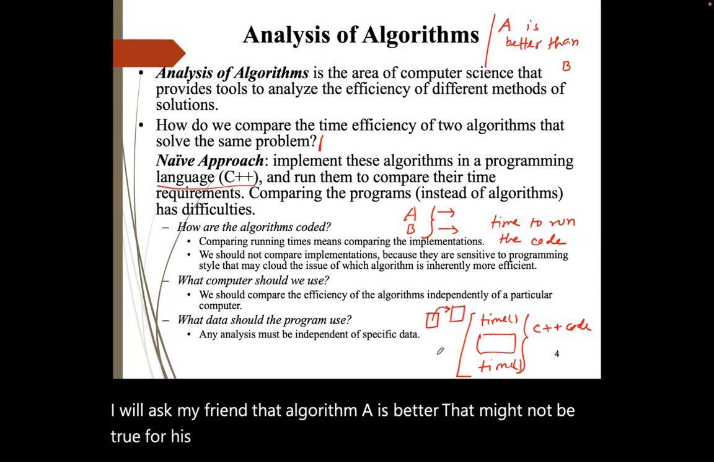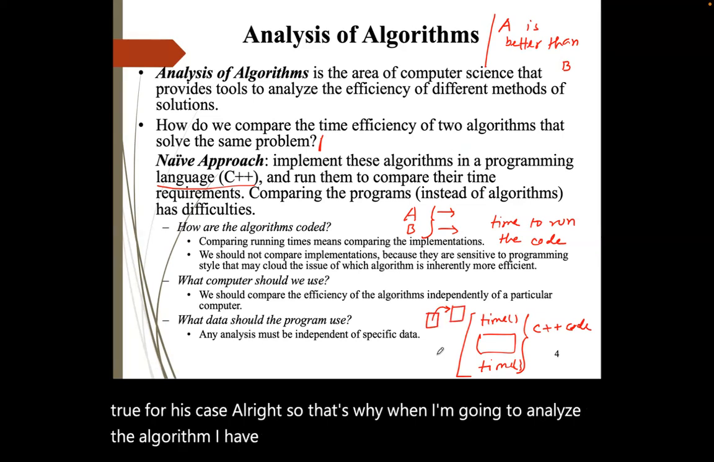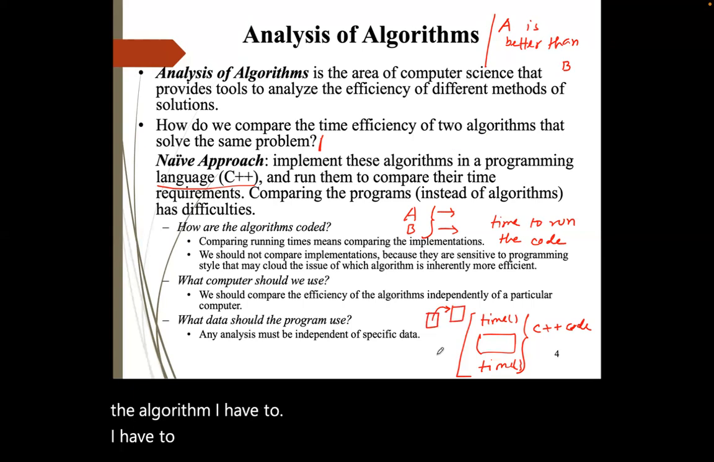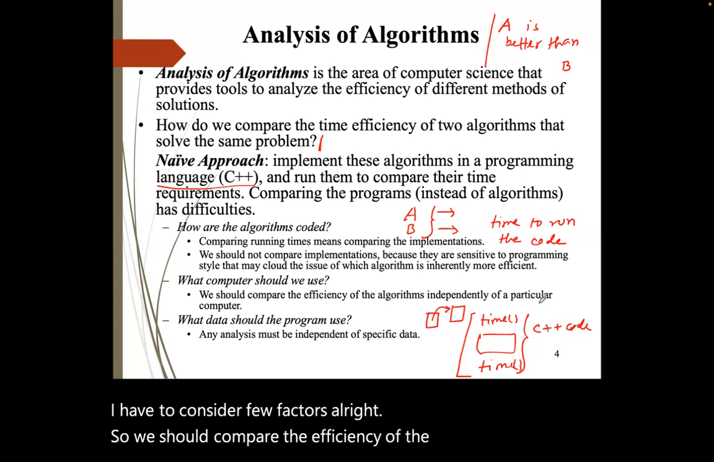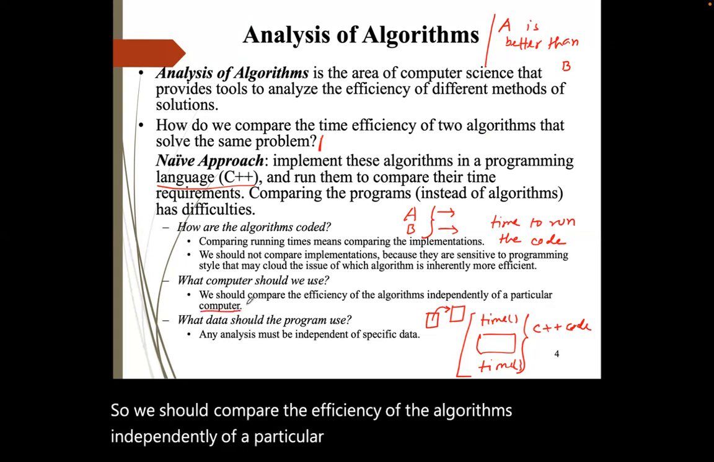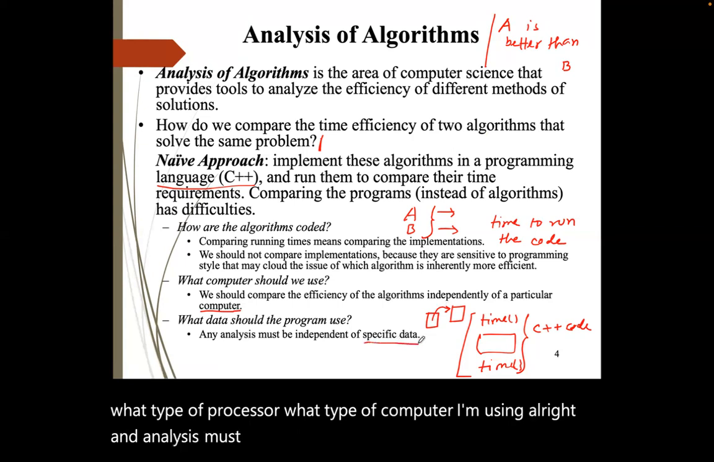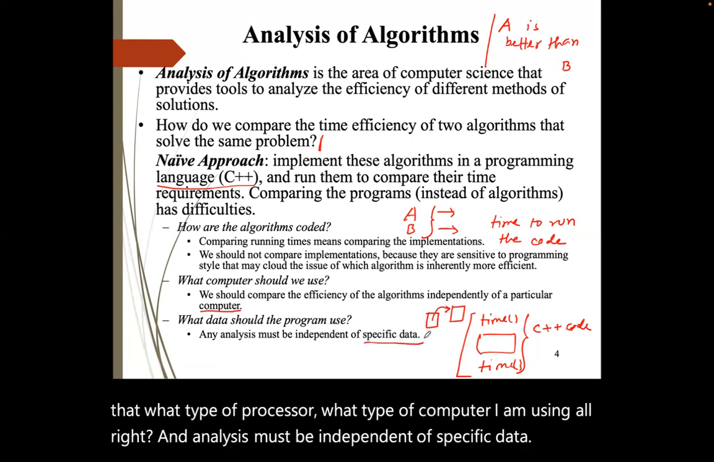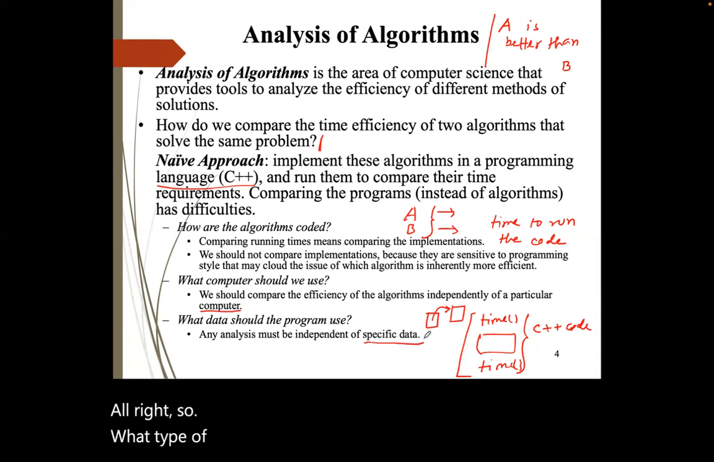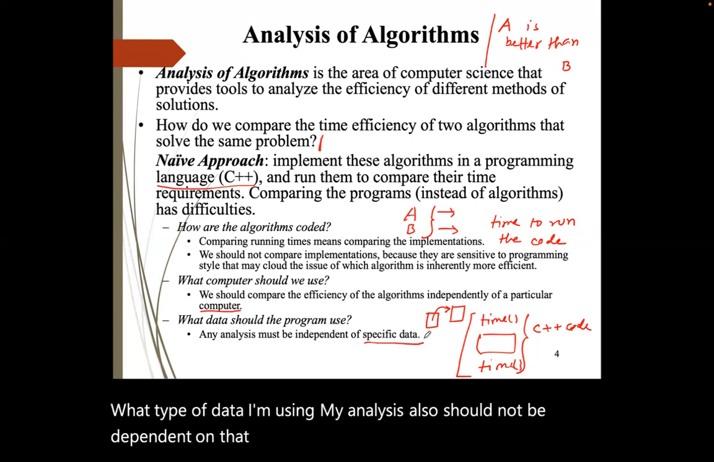So when I'm going to analyze the algorithm, I have to consider a few factors. We should compare the efficiency of the algorithms independently of a particular computer. It should not matter what type of processor or what type of computer I'm using. And the analysis must be independent of specific data. What type of data I'm using, my analysis should not be dependent on that.